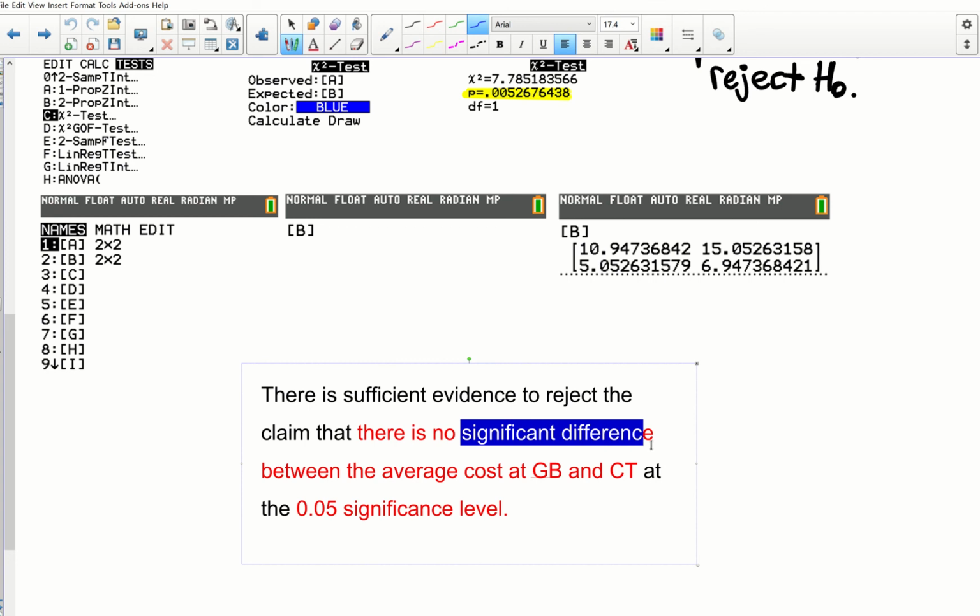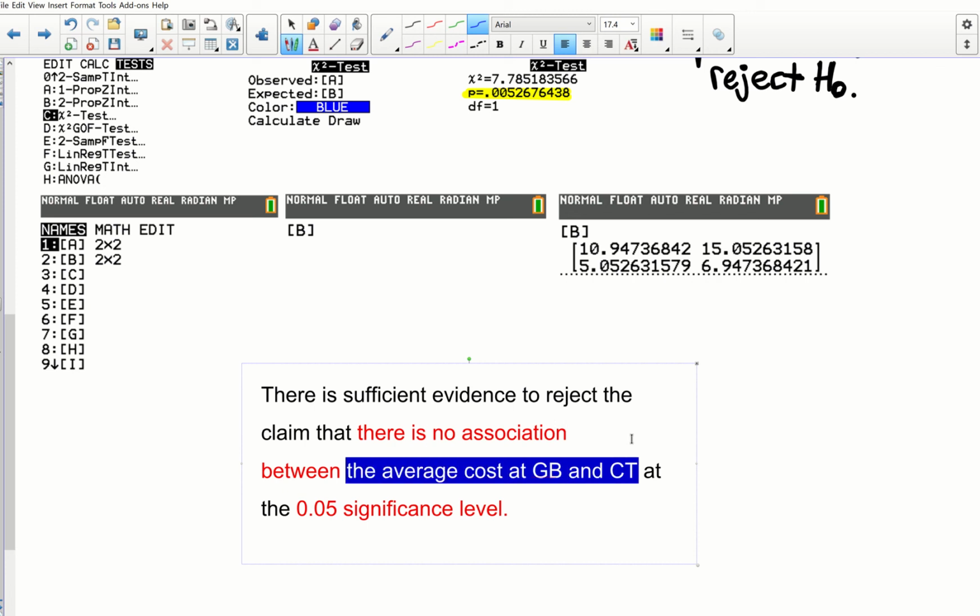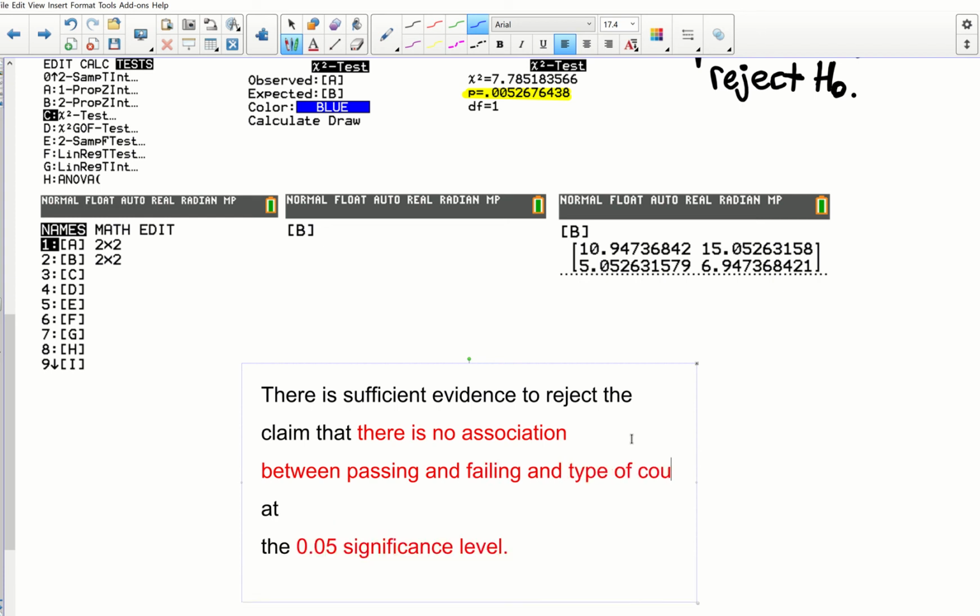So, no association between passing and failing and type of course. At the 0.05 significance level, if I'm not mistaken.